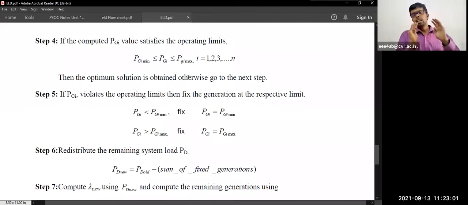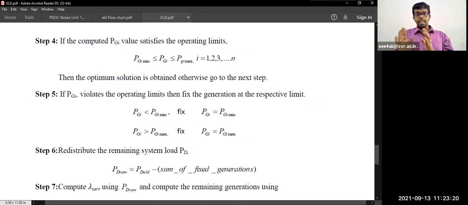Generation also you found out, that is PGI 1, 2, 3, and it is within the operating limits. If it is satisfied, just stop the step. That's all. We completed the whole procedure. Otherwise, go to the next step.